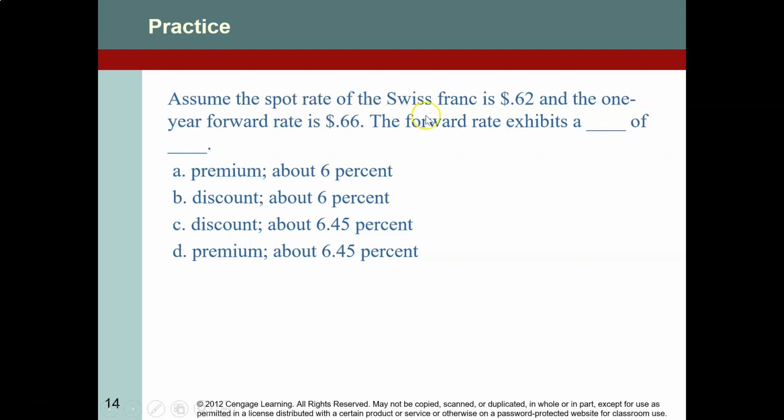Practice. Assume the spot rate of the Swiss franc is 0.62 and the 1-year forward rate is 0.66. The forward rate exhibits a what? Again, work this on your own. Resume the video when you are ready.